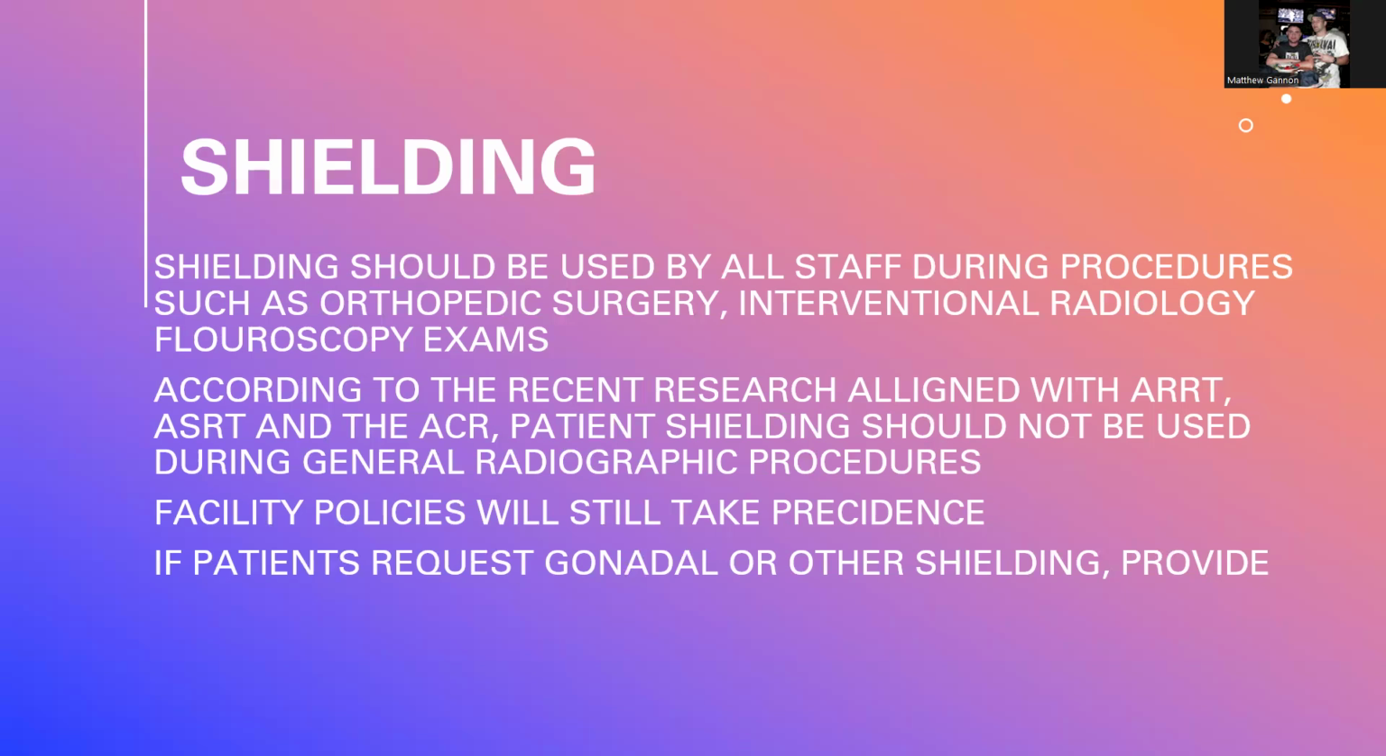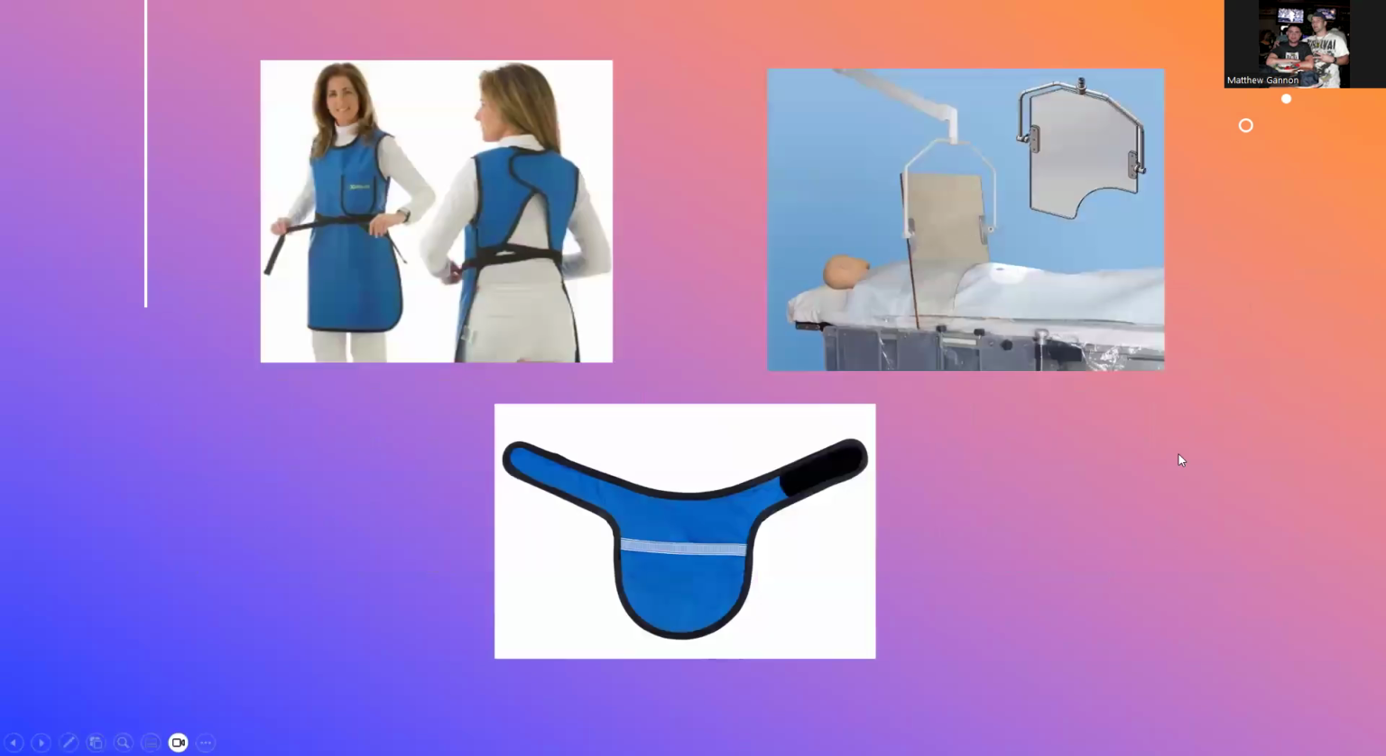if a patient's guardian or if a patient requests gonadal shielding, we will provide the shielding, but we will also provide them with patient education. So we will accommodate them if they do want the shielding, but it is also our responsibility to educate them about the recent research regarding gonadal shielding and how it creates more scatter radiation, possibly increasing dose. There are just a few visual aids here of a lead apron, thyroid shield, and interventional lead equivalent shield.